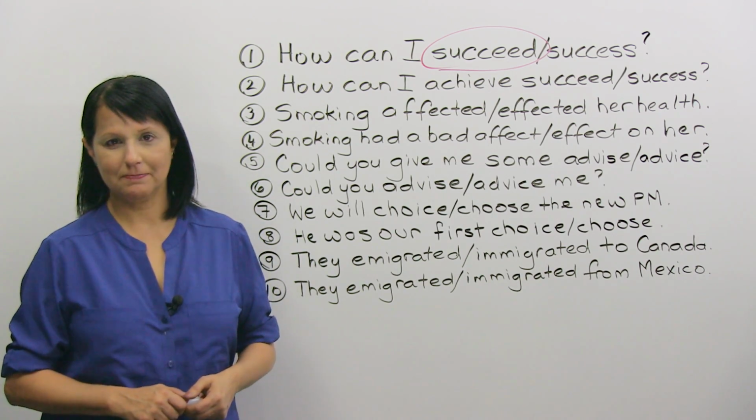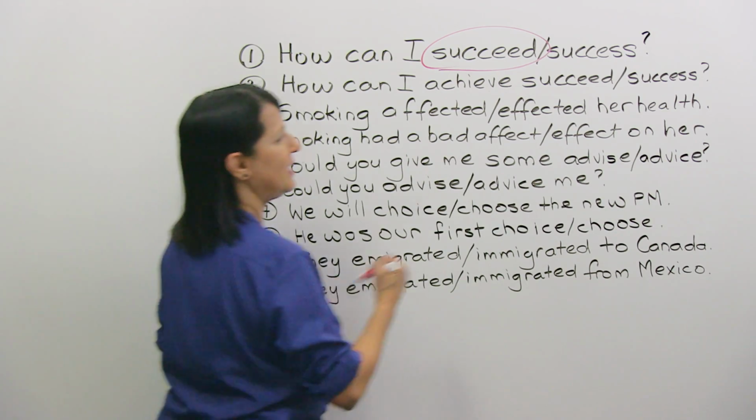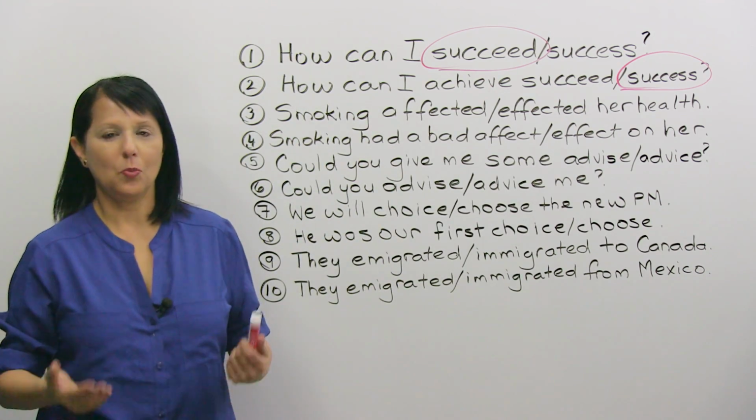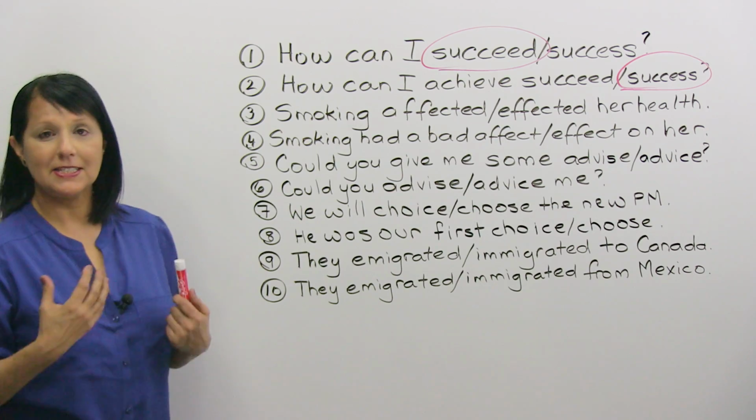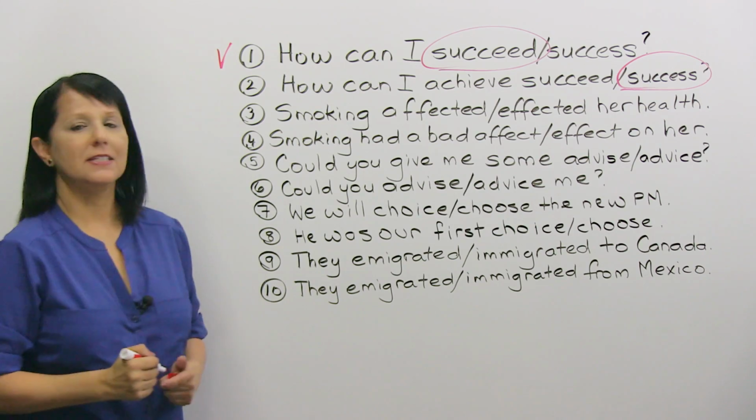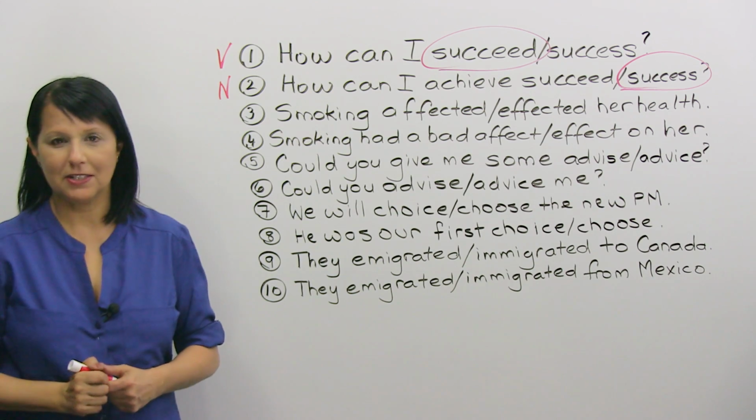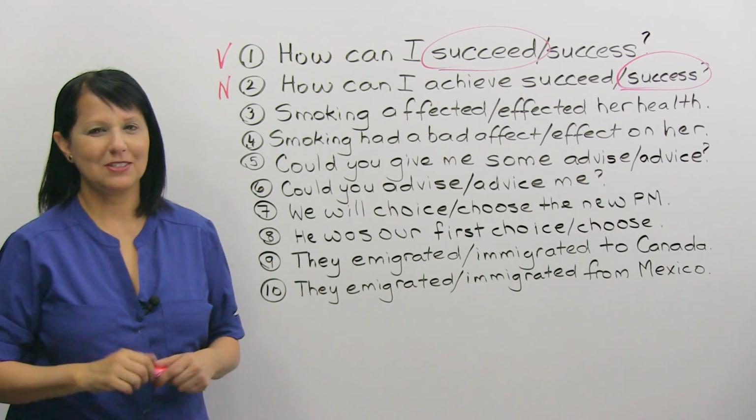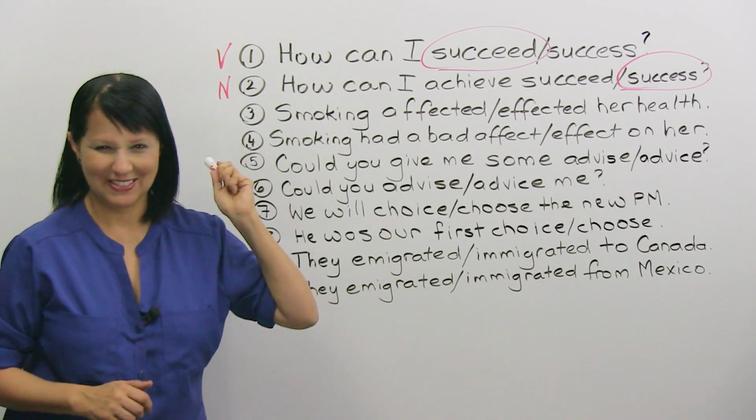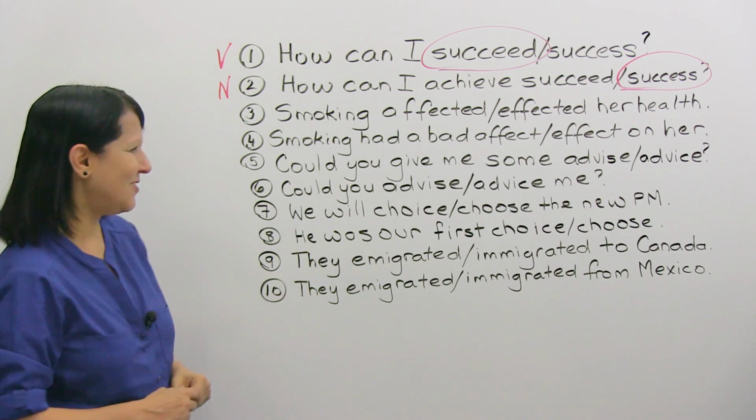What's the right answer? Do you know? I hope so. It is, how can I achieve success? All right. So what happened here? Well, succeed is the verb. All right. And success is the noun. That's a really important difference. Thousands and thousands of students, probably millions, make a mistake with these two words. So make sure you are not one of those. All right, let's go on.